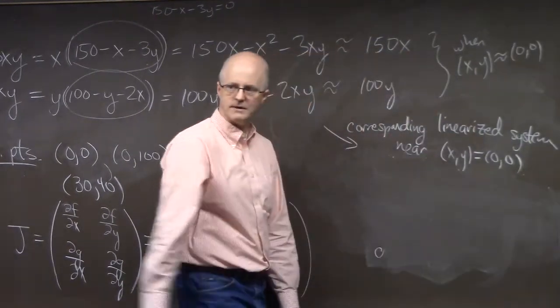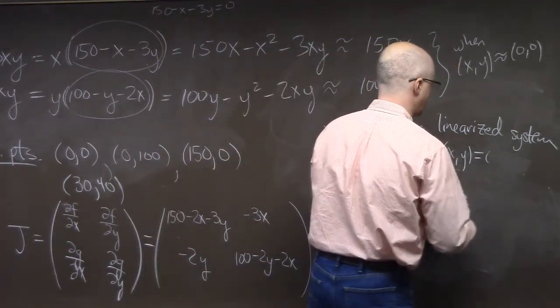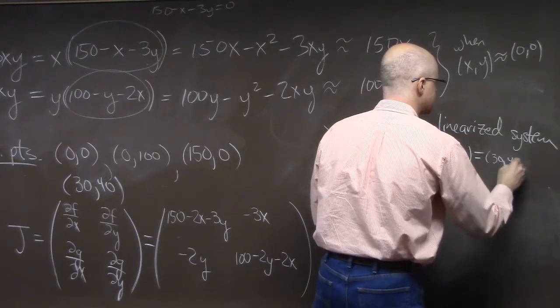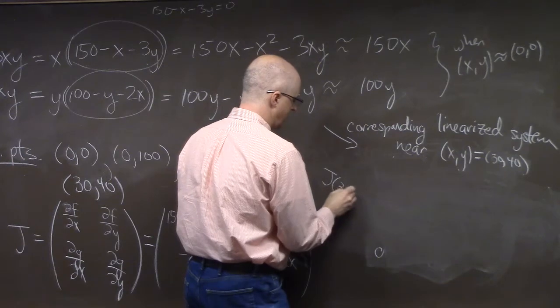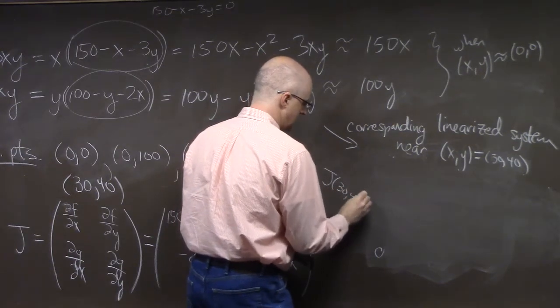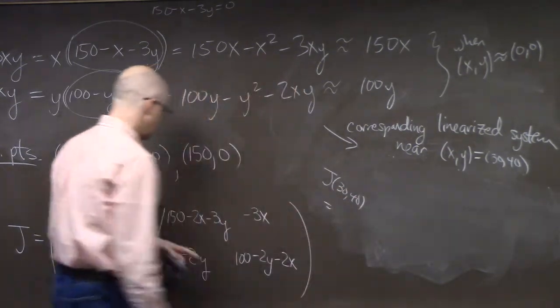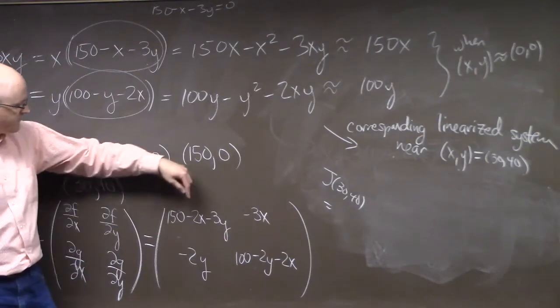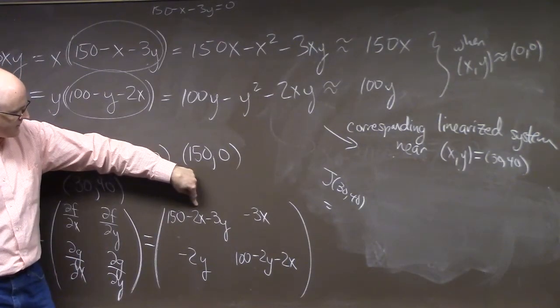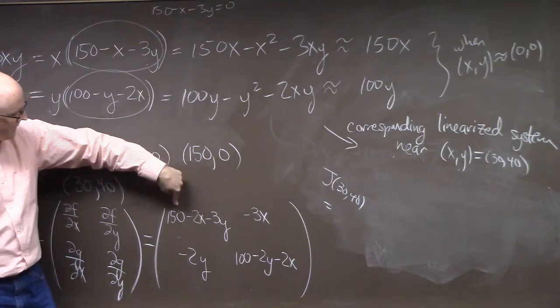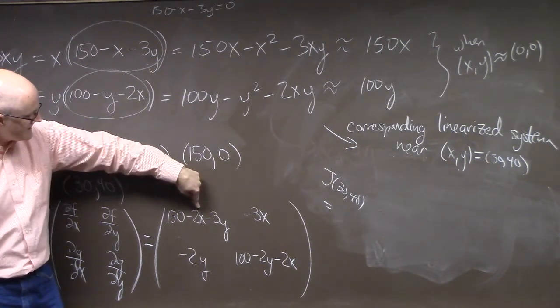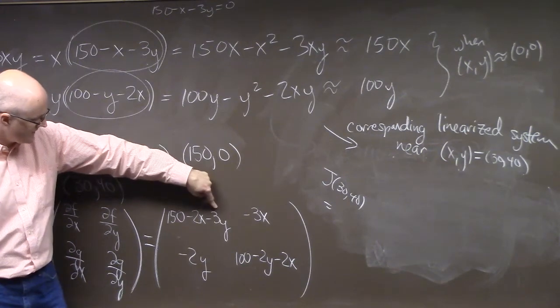I'm going to write down the corresponding linearized system near 30, 40 here after I find the Jacobian matrix. Evaluate it at 30, 40. Plug in x equals 30, y equals 40. 2 times 30 is 60. 3 times 40 is 120. 150 minus 60 is 90. Minus 120 is negative 30.